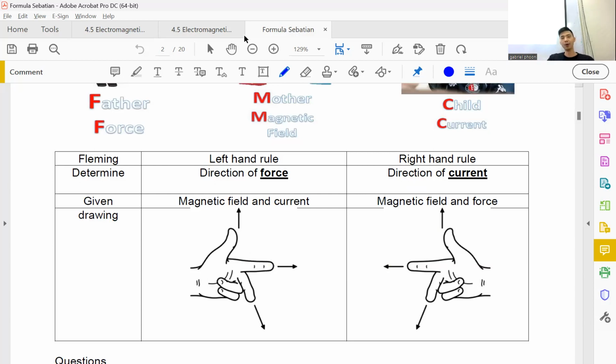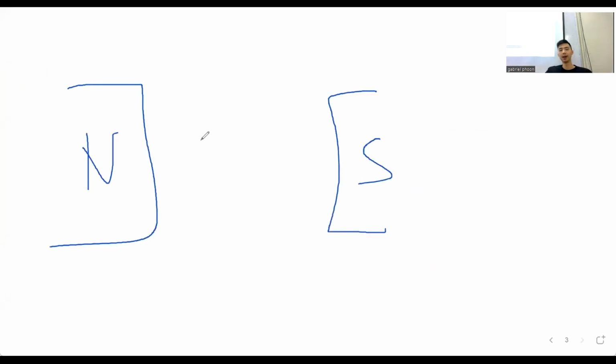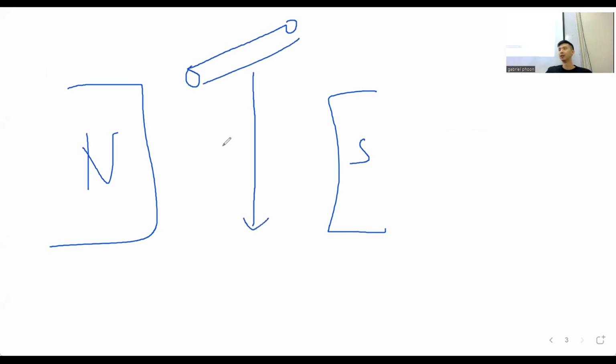In what scenario will you be given that? Let's say for example, this is the magnet, and then I have a conductor. It's supposed to be more 3D. This conductor is being forced downwards here. It's supposed to be a 3D drawing, but obviously I didn't attend global arts.